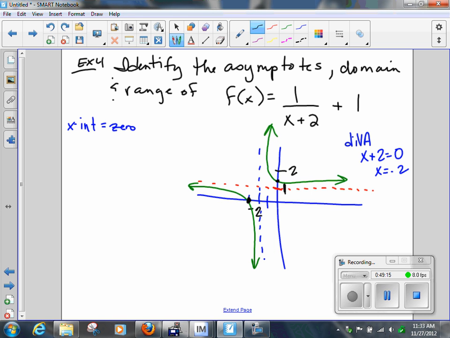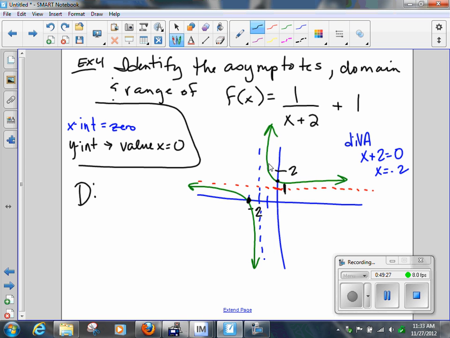Okay? But this one, how about domain and range? Just here for our notes. Domain, folks, what's the domain going to be? The x values. Everything but what? -2. So we would put all reals except -2. And how about our range values, folks? All reals except +1. Very good.